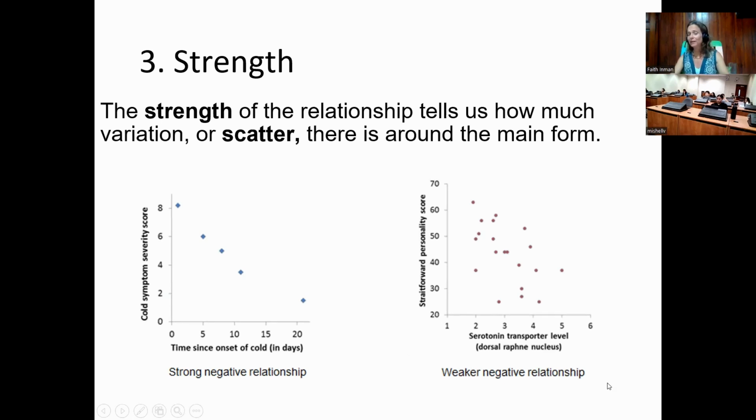Now, here we have a weaker negative relationship. It's still a negative relationship. We still have the same direction, but the strength is different. You see, there's more scatter around any sort of imaginary line that you would draw. The points are further from the line. They're more of a cloud. And this is the relationship between serotonin transporter level and straightforward personality score. There's probably something else that's affecting straightforward personality score. And so there's only so much variation in your Y that can be explained by X because there's a weaker relationship. If you wanted to know exactly how strong, you'd look at the correlation coefficient.